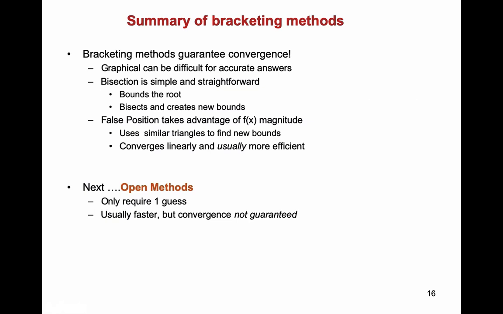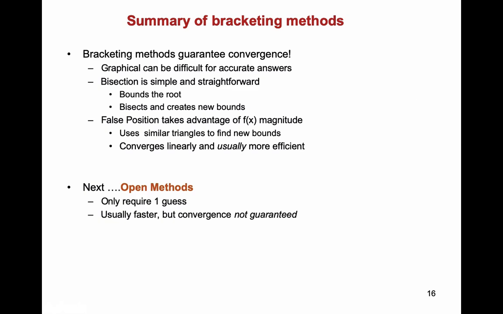So as a summary, in these bracketing methods, I have to have this starting interval. And then I basically find a way to look at what is my next subinterval. And in bisection and false position, we choose that subinterval somewhat differently. But basically, I keep zooming into my root.